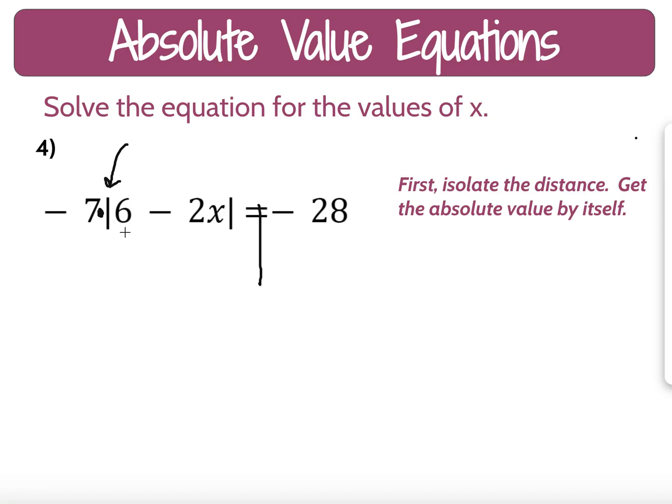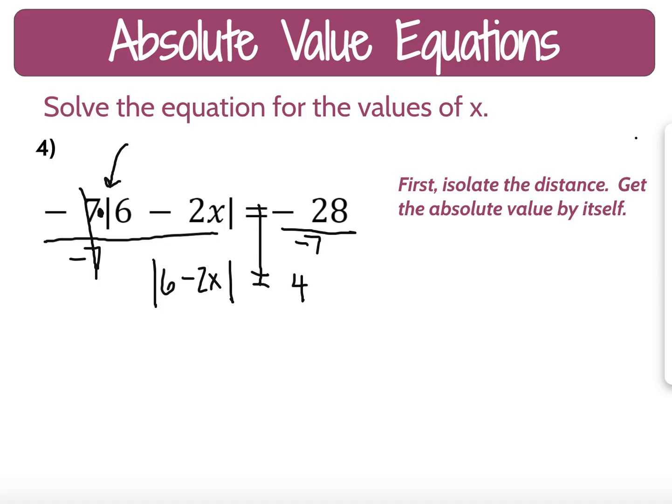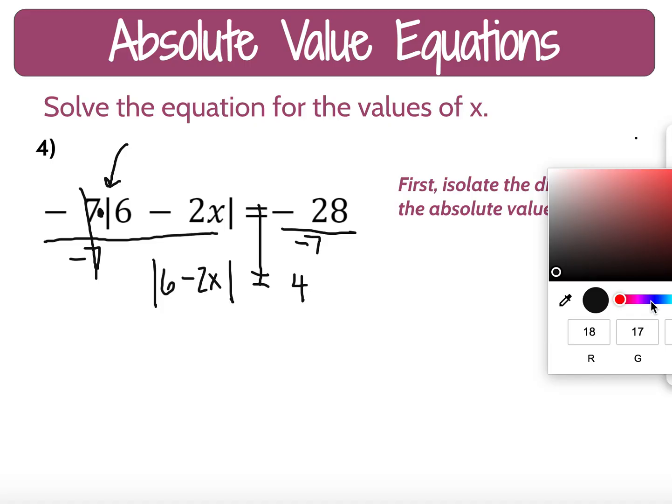So if I want to isolate the absolute value and get it all by itself, I have to divide by negative 7. Negative 7 divided by negative 7 will give you positive 1, and 1 times the absolute value is just the absolute value. But over here, if I divide this side by negative 7, oh, good. Negative divided by a negative makes a positive. So this is not going to be a no solution. Thank goodness.